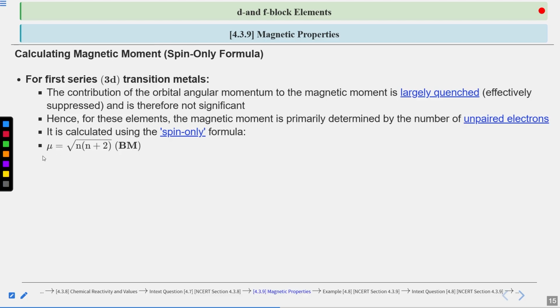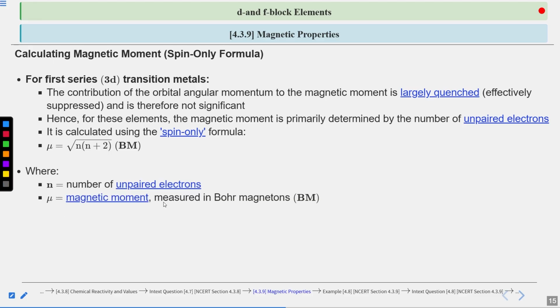So the formula is given by mu equals under root n times n plus 2, in Bohr magneton. Bohr magneton is a unit. Mu is the representation of the magnetic moment. N here is representing the number of unpaired electrons the element is having. So n is the number of unpaired electrons, and mu is the magnetic moment, which is measured in Bohr magneton units.